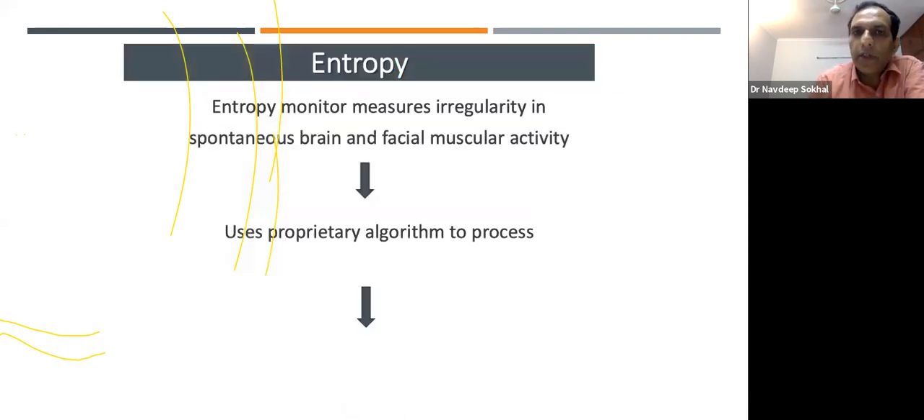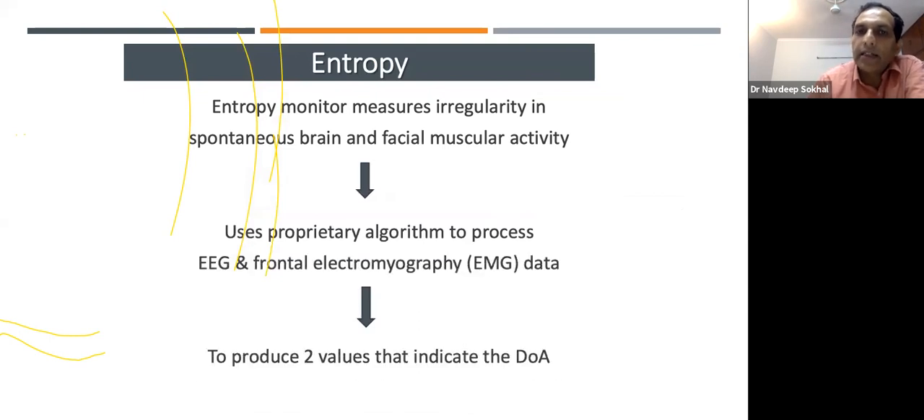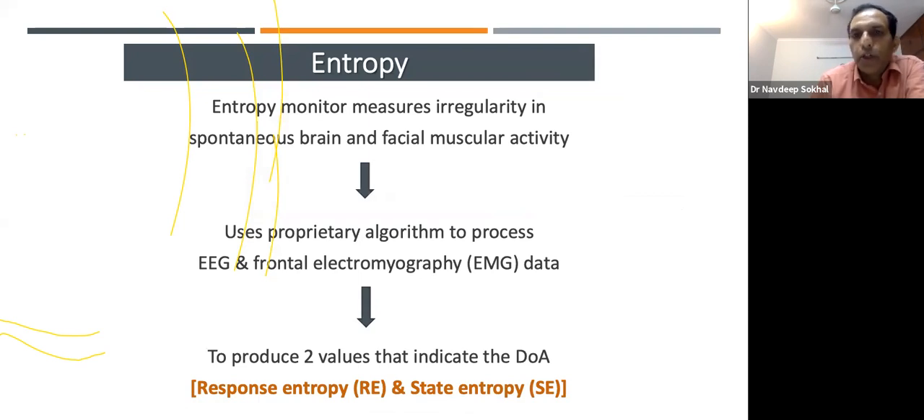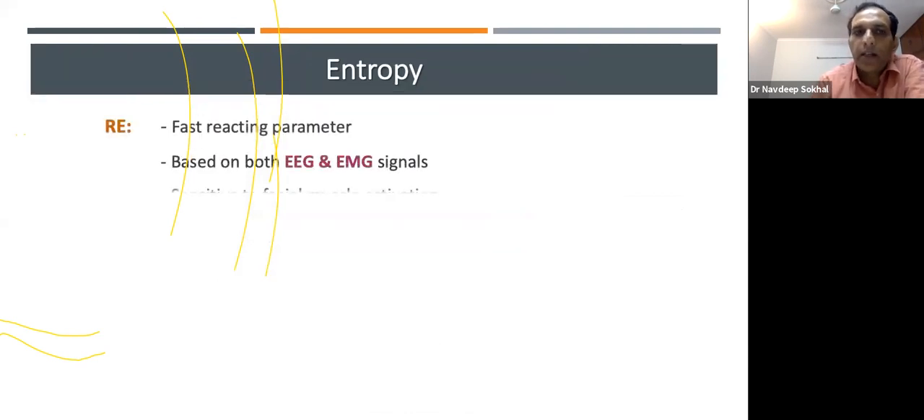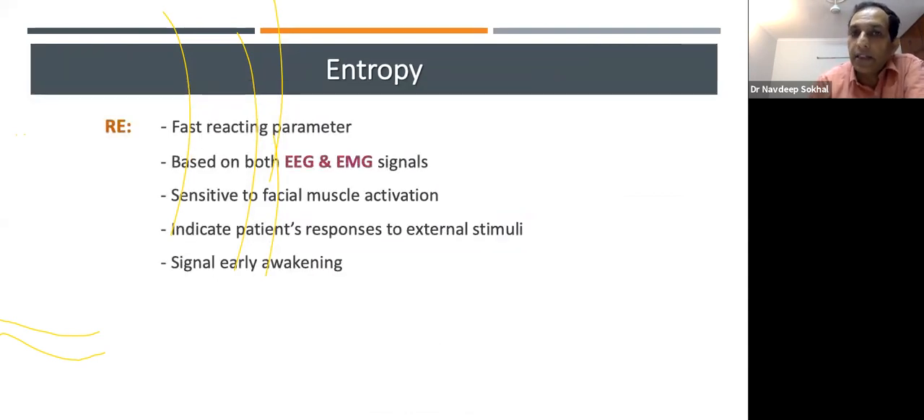So a state entropy monitor measures irregularity in the spontaneous brain and facial muscular activity. It uses a proprietary algorithm to process EEG and frontal EMG signals and to produce two values that indicate depth of anesthesia, that is response entropy and state entropy. Response entropy is a fast reacting parameter based on both EMG and EEG. Okay, so it is sensitive to facial muscle activation and indicates patient response to external stimuli.